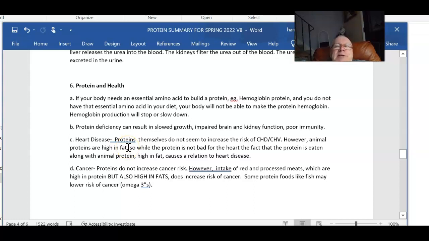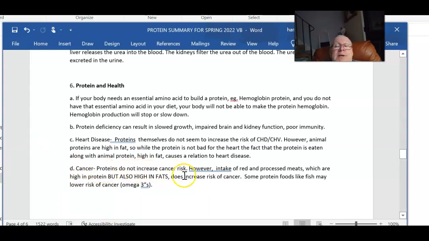Well, the proteins in the steak may not cause any kind of problems with heart disease, but typically the proteins in the steak are associated with high levels of fat. So while the protein isn't causing you a problem, the idea that the food you're eating is high in fat may cause heart disease. So keep that in mind. Proteins themselves seem to be not related to heart disease, but the fat that goes along with them may.